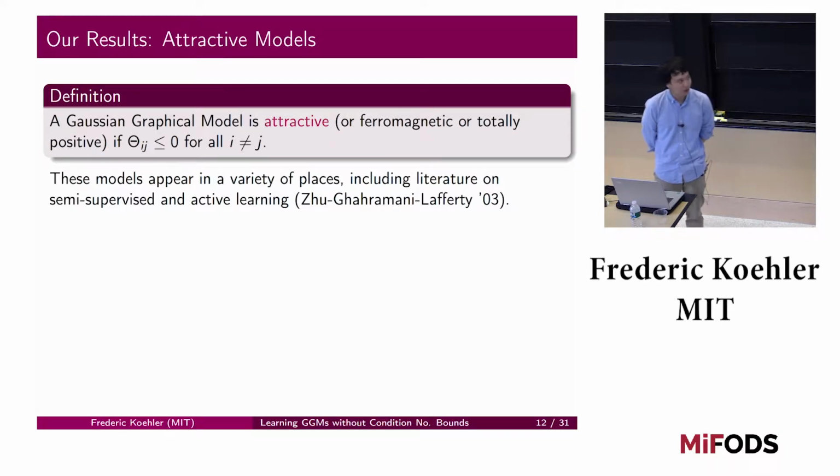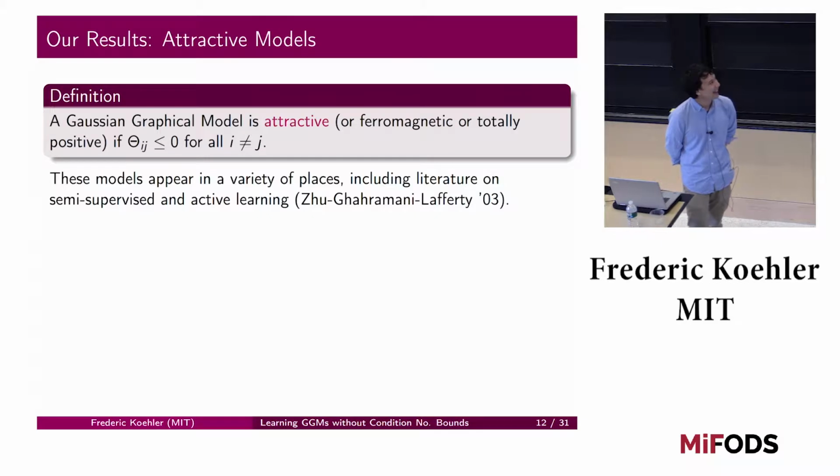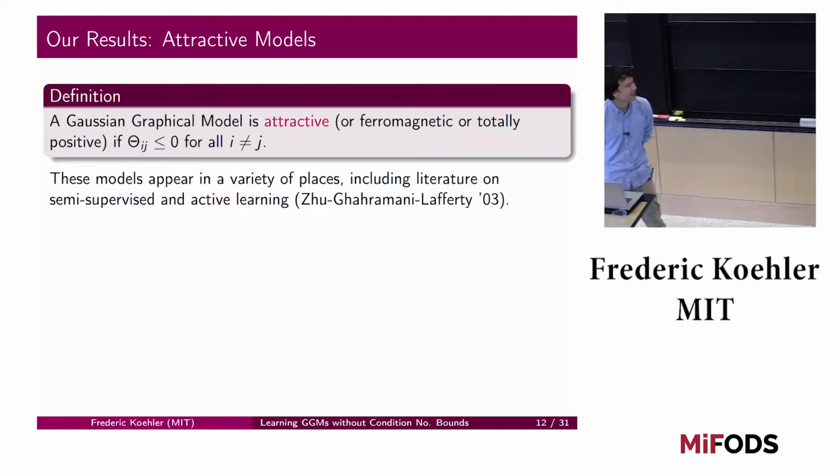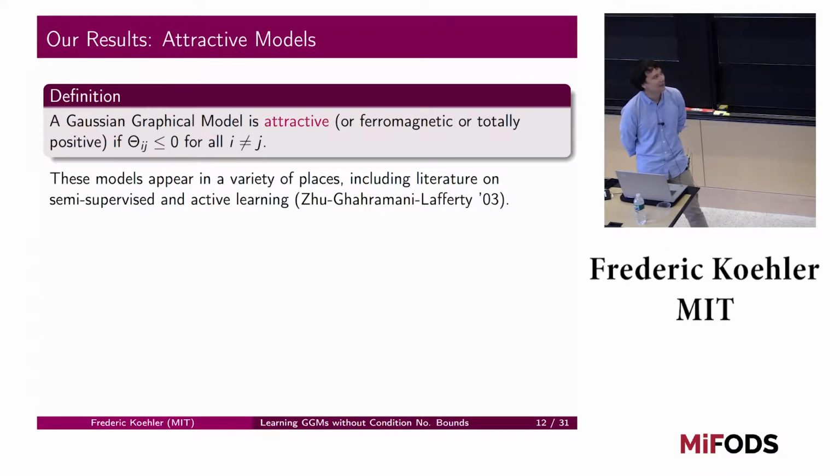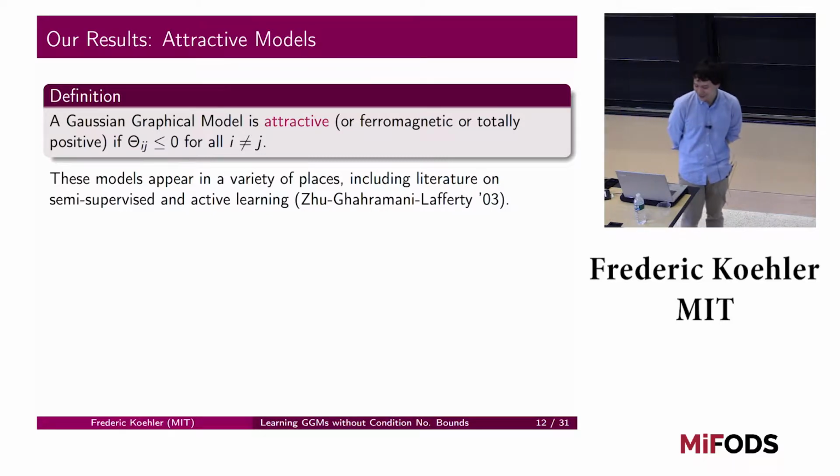So we have basically two families of results. One is for a slightly easier model called attractive models, and the next one is on the next slide. There are actually many terms for this. Sometimes they're called ferromagnetic. I think in Caroline's paper, it's called total positivity because there are connections to some more general phenomena. But regardless, the assumption is that the off-diagonal entries of theta are not positive. The reason we call this attractive is that under that assumption, the covariances are all non-negative.